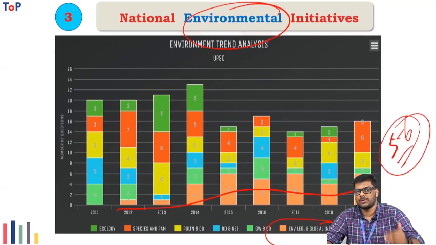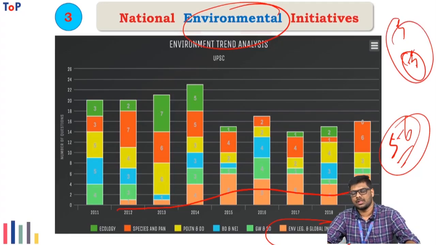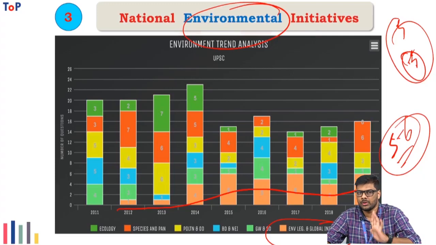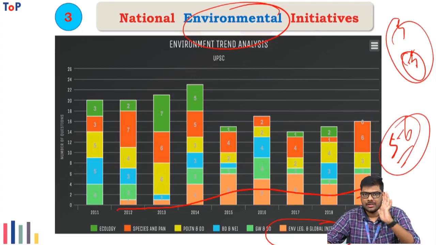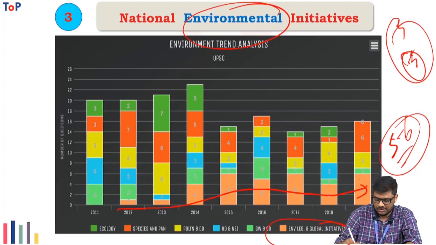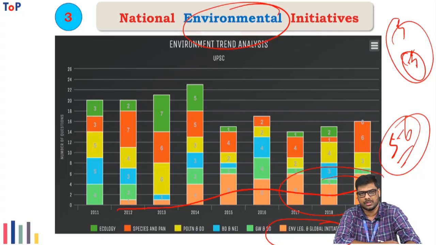Okay, out of the 20 questions, 5 from protected networks or species protection, 5 from environmental legislations or global initiatives. So it makes 50% of the total environment portions. So invest your time here more. Okay, that is one important outcome of this graphical analysis. Invest your time more here. Because as the pattern says, 2017, 2018, 2019, more or less there was a constant number of questions. So you have to focus here.